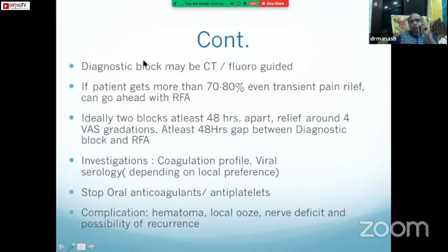So the diagnostic block may be CT or fluoro guided. Most of the people here are more comfortable with fluoro, but as I am an interventional radiologist, this is all the same for me, and I am very frequent with CT as well. One thing is that it is recommended that even if there is 70 to 80% transient pain relief, we can go ahead with the RFA for the facet joint.